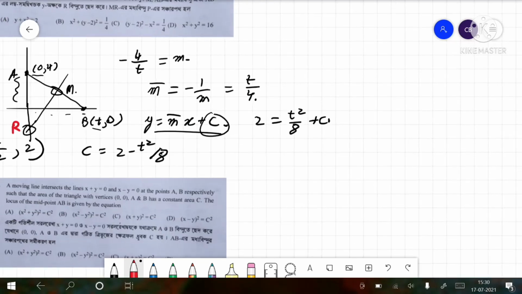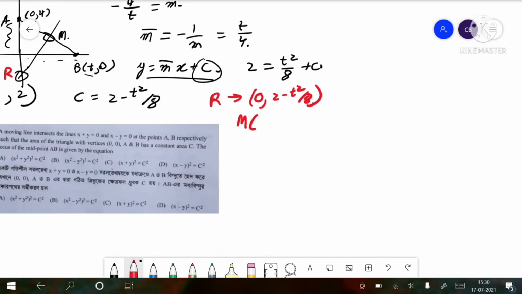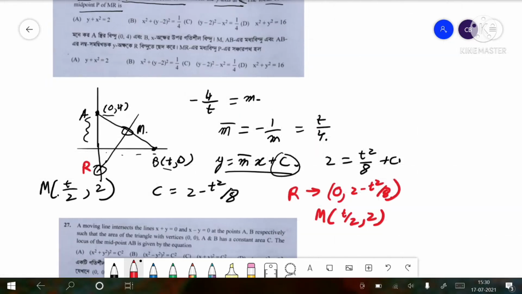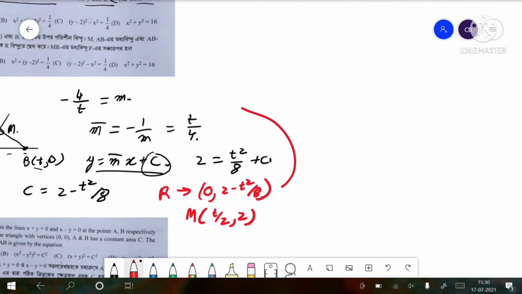So we can say R is at the point (0, 2 minus t square by 8). Now the midpoint M we know is (t by 2, 2). Again we add the x coordinates and divide by 2. So the midpoint, which is given as P, the point P will be (t by 4, 2 minus t square by 16).